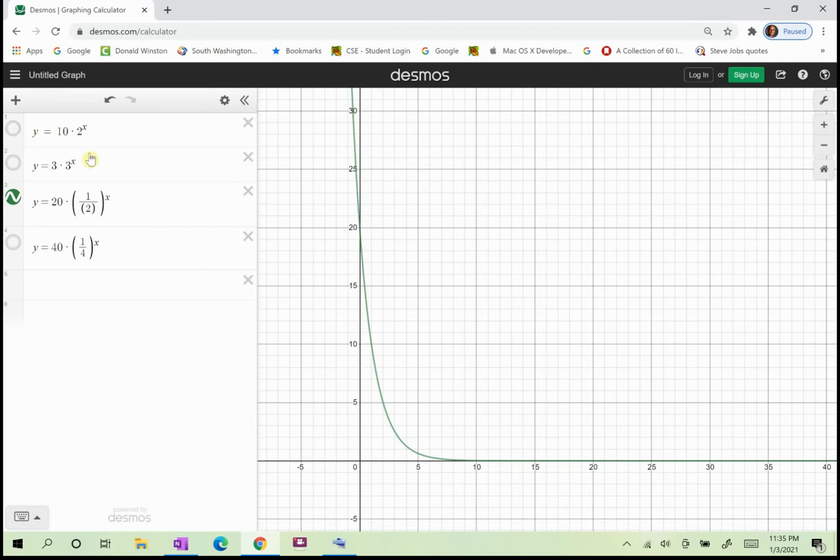So we say this: when b is greater than 1, we have exponential growth. But when b is less than 1, a fraction, we have exponential decay. y equals 10 times 2 raised to the x: b is 2, which is greater than 1, so we have growth. But here, y equals 20 times 1/2 raised to the x, 1/2 is less than 1, so we have decay. And b will always be greater than 0. It will never be negative, and it won't be 0.